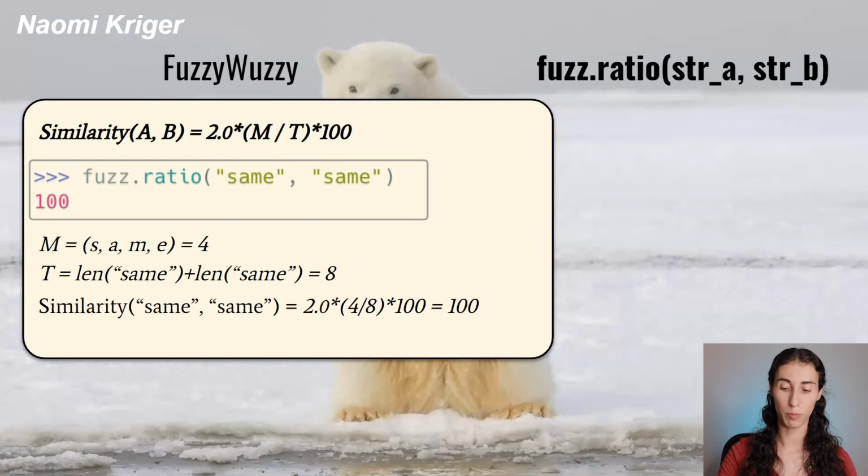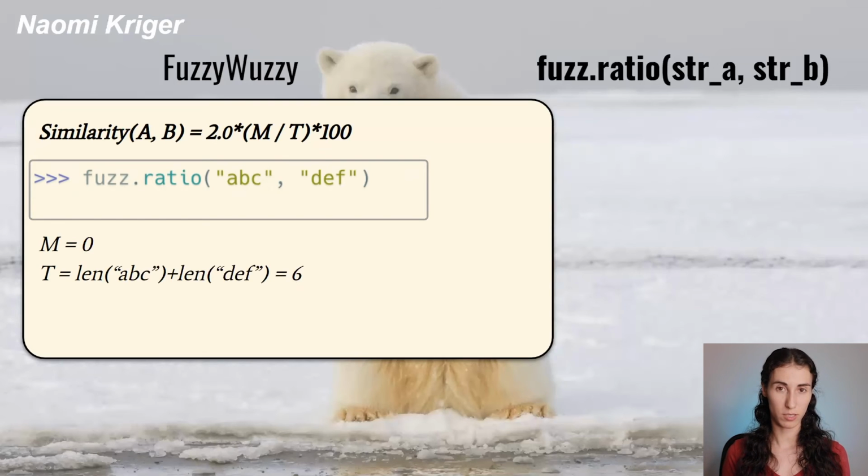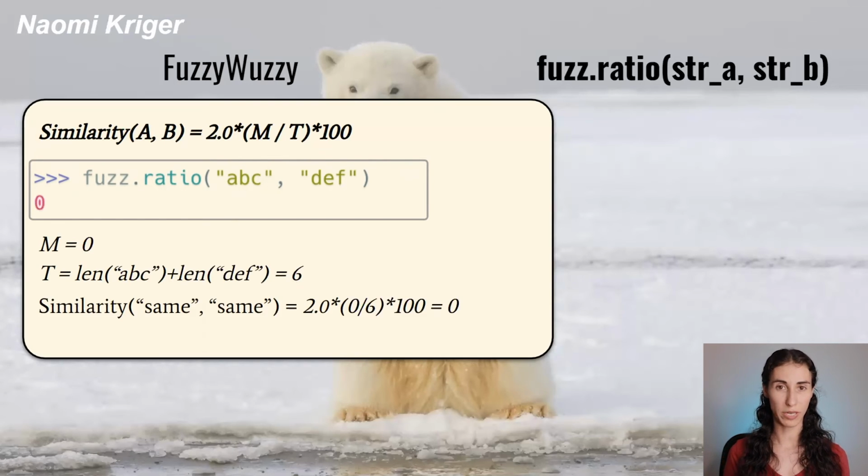And if we would be comparing 2 strings that are completely unrelated from one another, we would be able to see that m, number of matches, is 0, which is also our numerator. So in this case, the similarity score would also be 0.